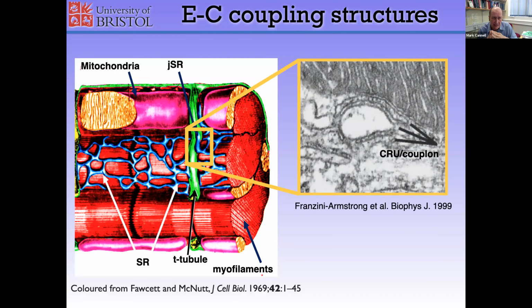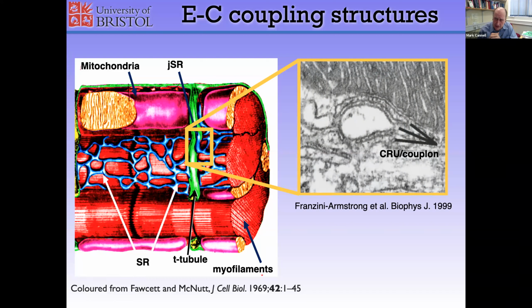This is a deduced structure by Fawcett and McNutt of cat myocardium. And if we look at thin sections of this structure in the cardiac muscle, which is unique to cardiac muscle, this is not what things look like in skeletal muscle. We see a dyadic junction, a junction between the sarcoplasmic reticulum here in blue and the surface membrane in green in the form here of a t-tubule.